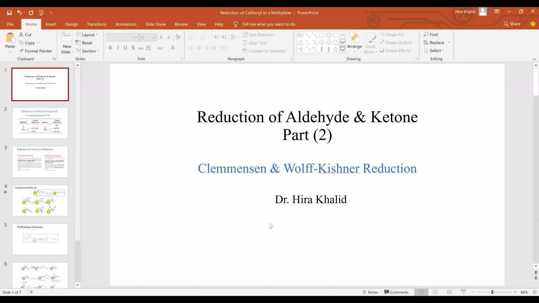So as we are discussing the reactions of the carbonyl compounds, in my previous lectures we discussed different reactions of the aldehydes and ketones. And today we will focus on two very important reactions. Basically, the chemistry is the reduction. So these are the reduction reactions, but they are two very famous named reactions which we need to focus on.